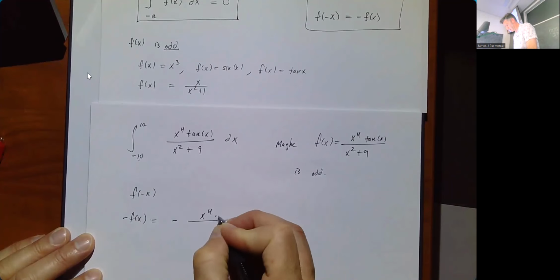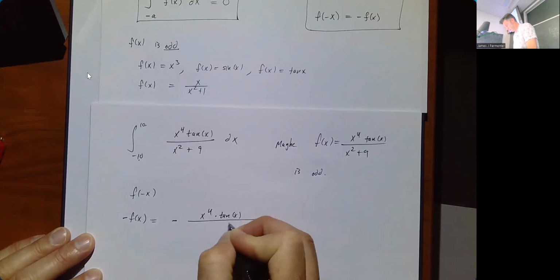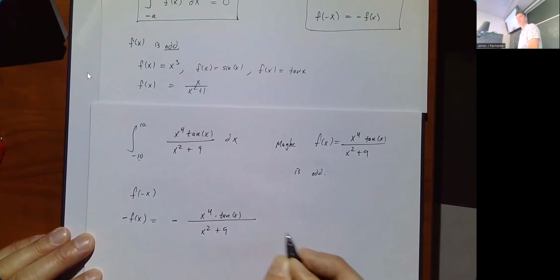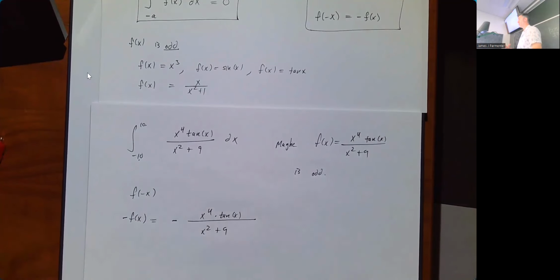Negative x to the 4th times tangent of x over x squared plus 9. Something to be aware of: when you multiply a fraction by -1, we don't multiply the top and bottom by -1, because that'd actually be multiplying by +1. You can multiply either the top or the bottom by -1, but not both. But I'm not going to do either of that until I really know which one might make more sense. So I probably won't actually do it at all, to be honest.